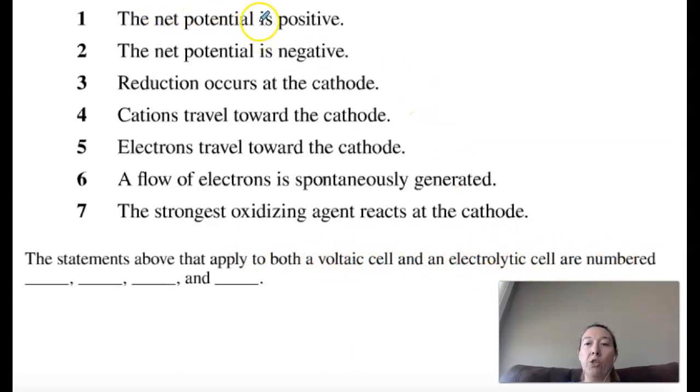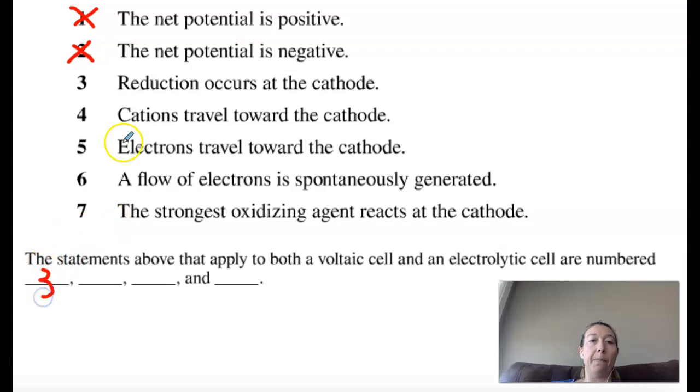So the net potential is positive. So that's saying the E0 of the cell is positive. That's only true in voltaic. That's not true in electrolytic. So that's not it. Number 2, the net potential is negative. That's only true in electrolytic, not in both. Reduction occurs at the cathode. Reduction always occurs at the cathode.